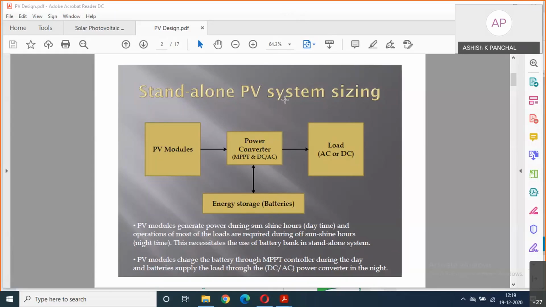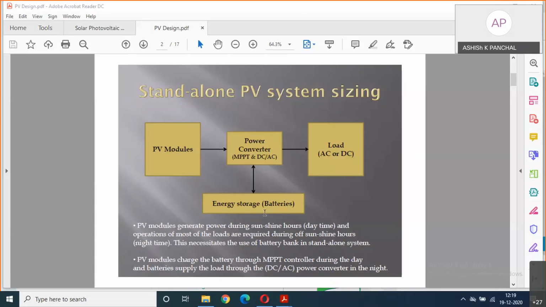Now I am going to give you some design steps for a PV system. So what is the PV system? As we have discussed earlier, there are PV modules, a combination of series and parallel connected PV modules. Then you have a converter. That converter has the responsibility of AC/DC conversion as well as maximum power point tracking. And your load may be DC, AC, or a combination of both. And whenever you design for a domestic load, you need battery storage, right?